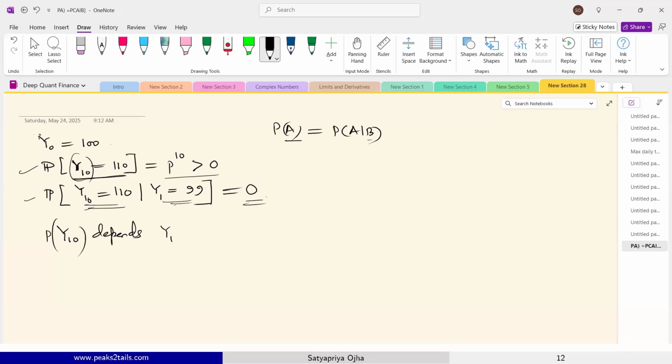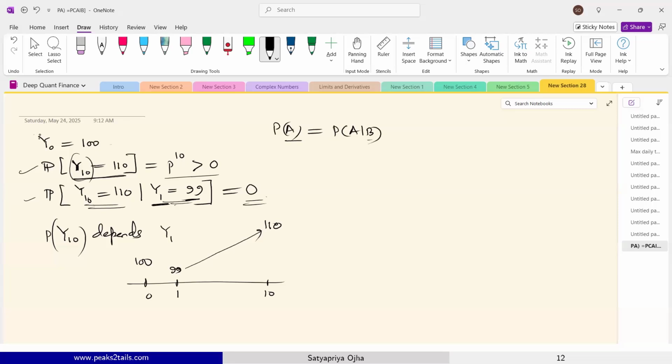Shrishti has a question. Can you please explain the last part again? Yeah. So at time t equal to 0, stock price is 100. I'm saying Y1 is 99. That means after day 1, stock price has gone down. It has become 99. Remember, every day it can go up by 1 or down by 1. Now from here, I'm saying Y10 is 110. Can you go from here to here in the next 9 days?